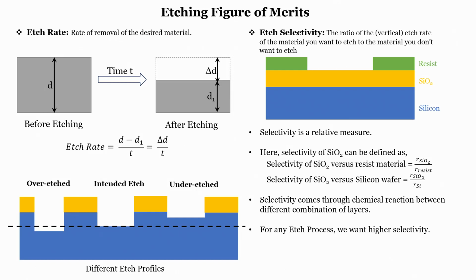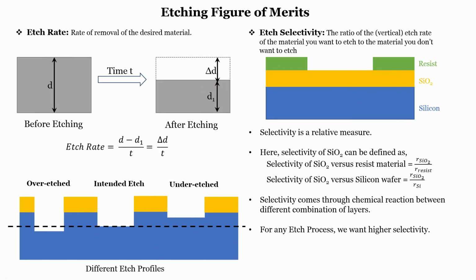Okay. So, if I am etching silicon dioxide, what is the etch rate? Chrome gold, what is the etch rate? That is what we mean by etching rate or rate of removal of the desired material. For example, you have D as a thickness, and then after time t, delta D will be etched from the wafer. So, before etching, after the etching, etch rate can be given by D minus D1, total thickness minus the leftover thickness, right, divided by the time taken. So, D minus D1 can be delta D, and delta D by t is your etch rate.